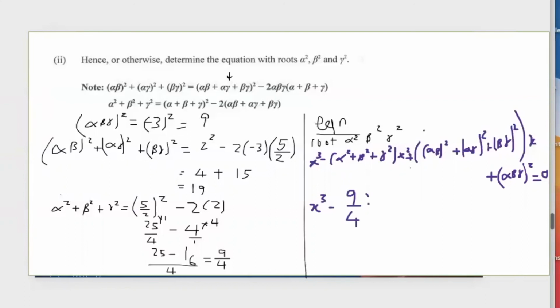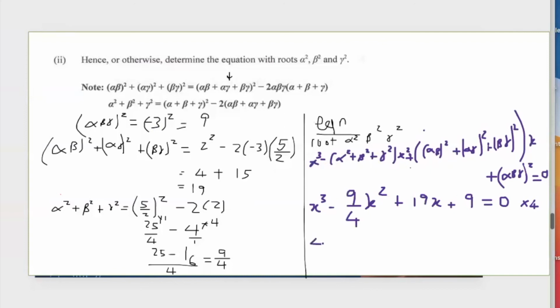The next part, I found it to be 19, so I will be replacing the coefficient of x with the 19 that I found here. So I'll have 19x. And for the final part, I will replace (alpha times beta times gamma) all squared, which is the same thing as 9. So this is the equation, and we can rewrite it by multiplying all of this by 4. So multiplying each term by 4, I can get rid of the 9 over 4 that I have here.